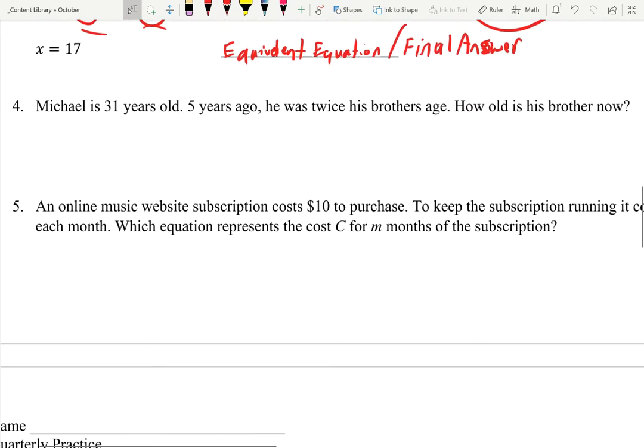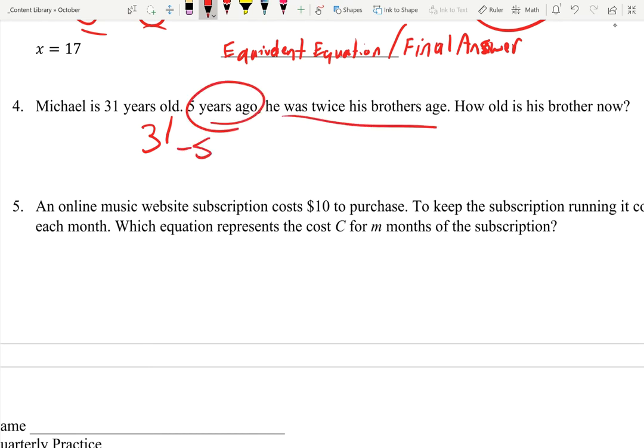Okay. So number 4, Michael is 31 years old. 5 years ago, he was twice his brother's age. How old is his brother now? Okay, so he's 31 years old now. 5 years ago, he was twice his brother's age. So 5 years ago, Michael was 26 years old. You with me? Now, 26 is twice his brother's age. So 26 is double 13. 26 is equal to double 13. So his brother's age at that time was 13.